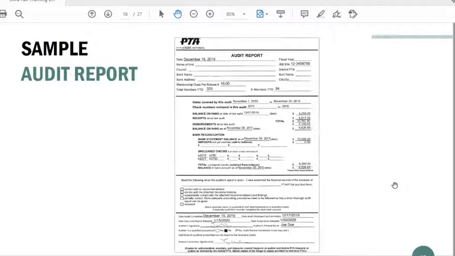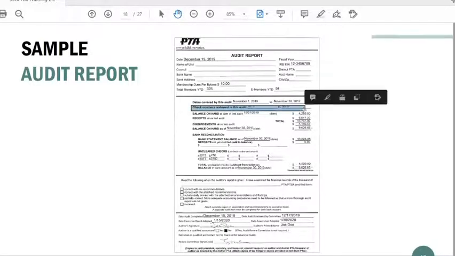This is a sample of the audit report. While this sample is a little bit unusual in that it only covers one month, your typical audit report covers July 1st through December 31st and January 1st through June 30th. This audit is for the period covering November 1st through November 30th, 2019, covering checks 3075 through 3078.